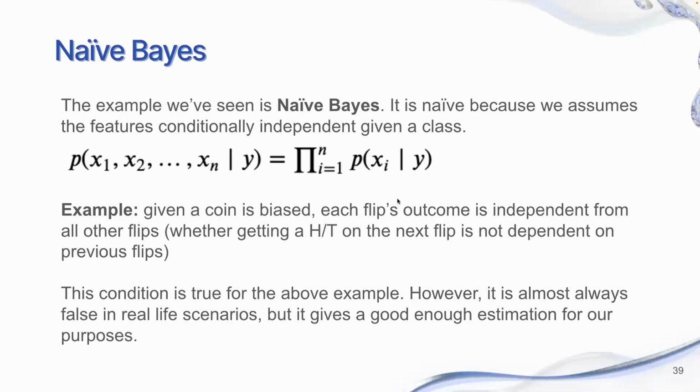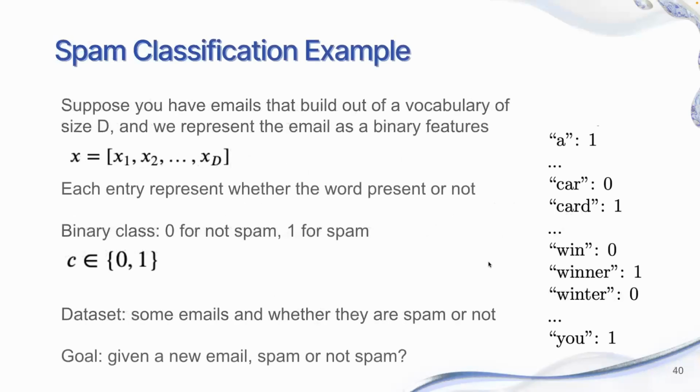This condition is true for the coin flip example, as you might imagine, but generally it's not always true in real world scenarios. That's why we call it naive, because it's just a naive assumption, and you'll see where this assumption breaks soon in the next example. But nonetheless, it's a good enough estimation for our purposes for now. Okay, any questions so far?